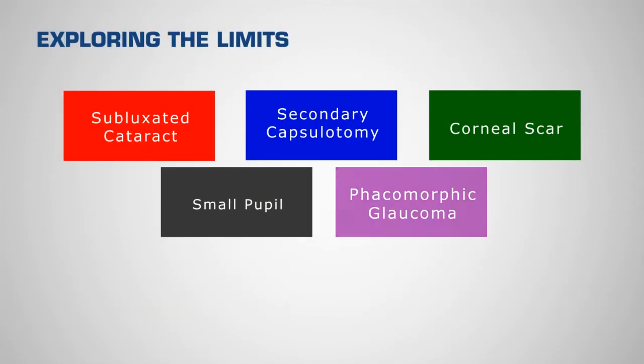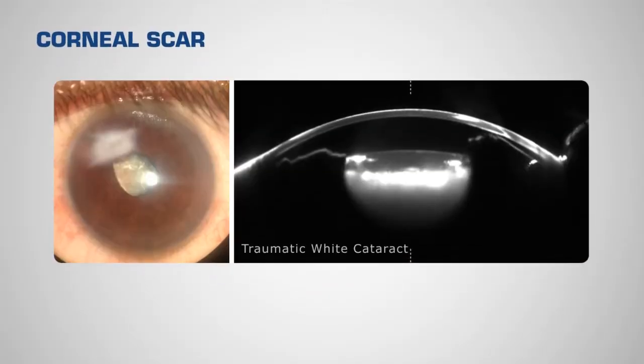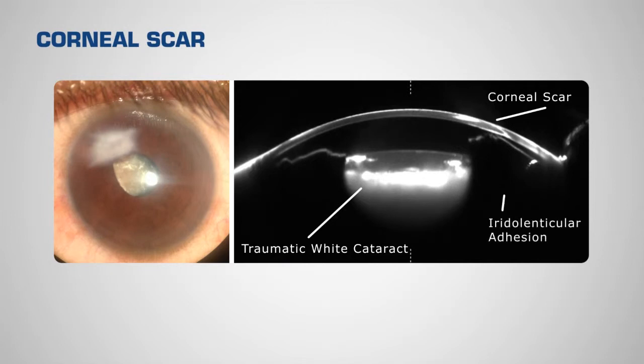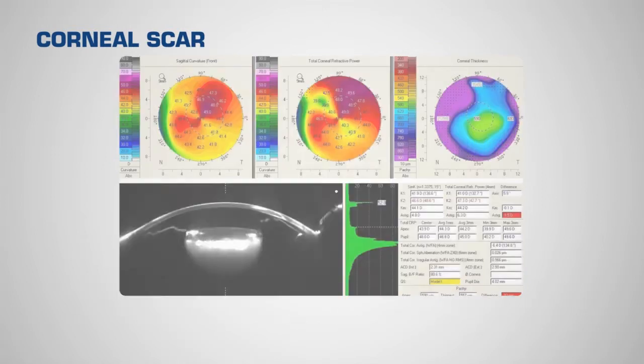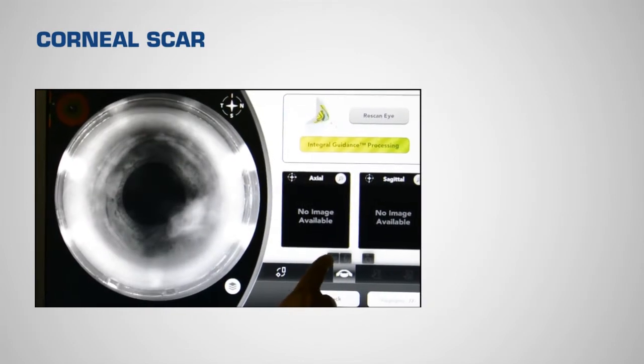Next, we present a case of a corneal scar and a traumatic white cataract where the femtosecond laser was valuable. This patient had a traumatic intumescent white cataract, a corneal scar, and iridolenticular adhesion precluding good pupil dilation. The scar was also inducing 6 diopters of corneal astigmatism.